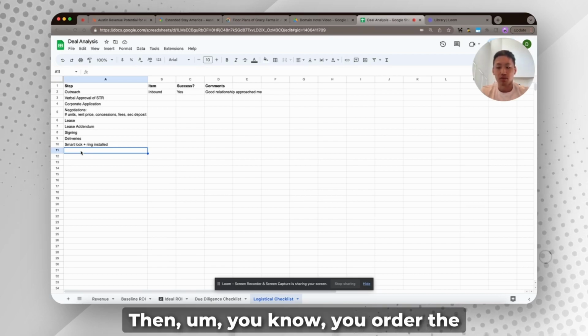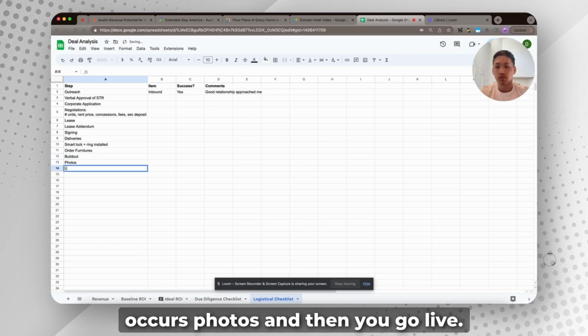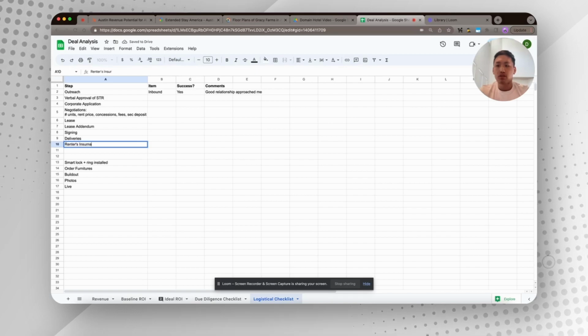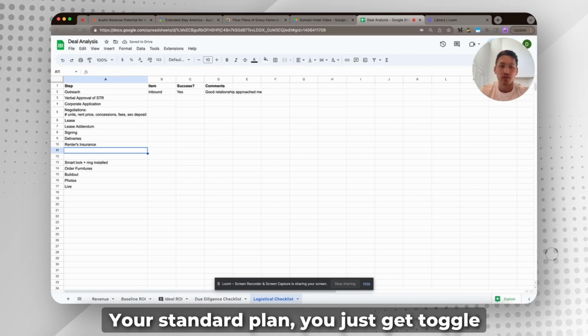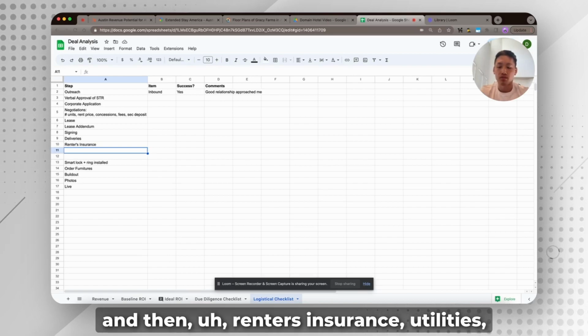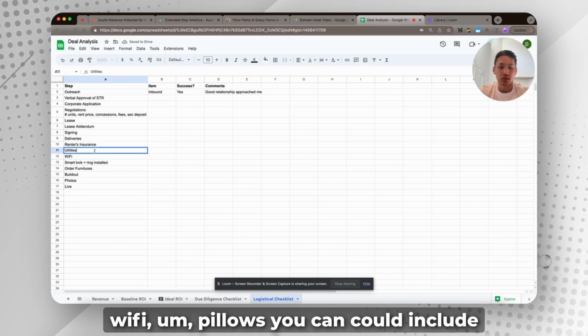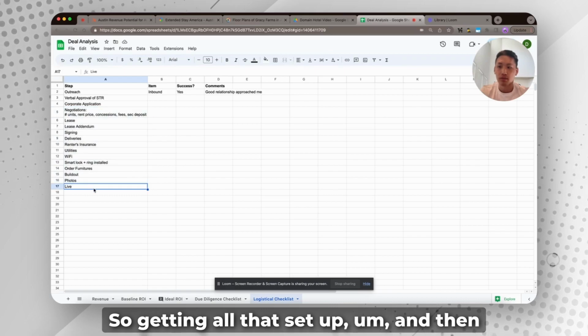After that's installed, then you order the furniture. The build out occurs, photos, and then you go live. During this, you're going to have to do renter's insurance. This is standard renter's insurance. Most landlords will require you to have it. Just standard, like you use Toggle, and then renter's insurance, utilities, Wi-Fi. Utilities could include electric, gas, etc. They're going to want you to put that in your name. So getting all that set up, and then you go live.